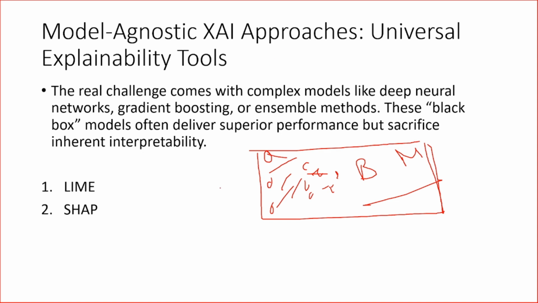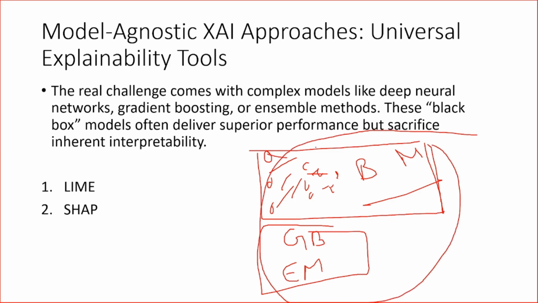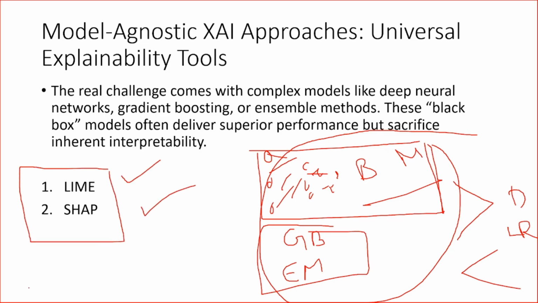Even the same thing happens with less complex models, even gradient boosting methods or ensemble methods. It's really hard to tell, really hard to interpret the answer. So these are proper black box models. They have great and superior performance compared to decision trees or linear regression, but they have very bad interpretability. So this is where these two come into the clutch: LIME and SHAP.